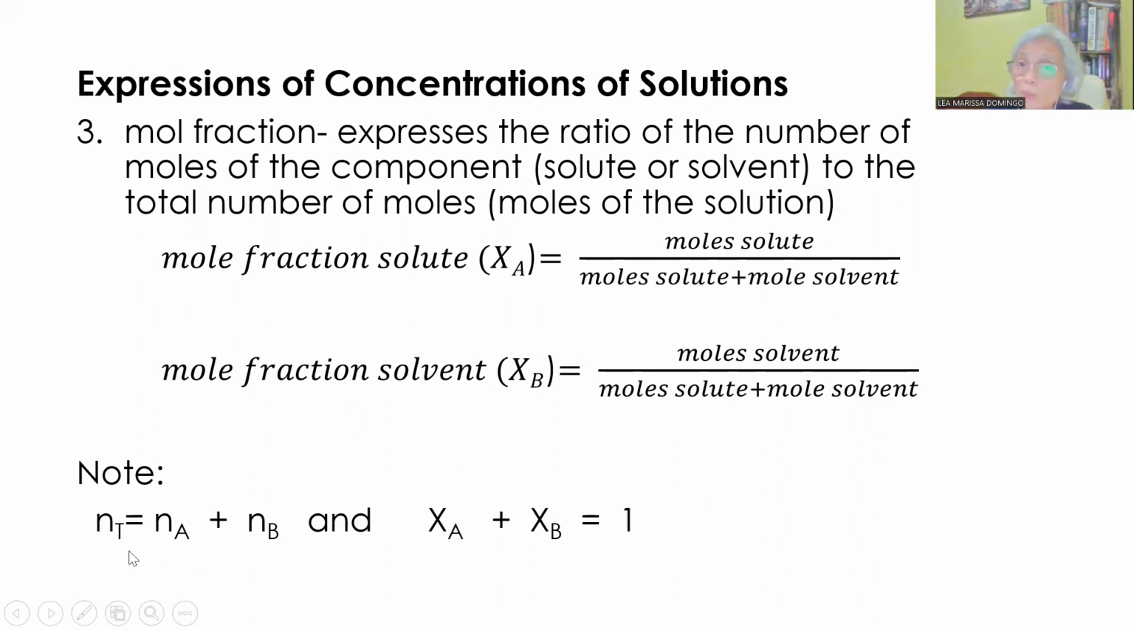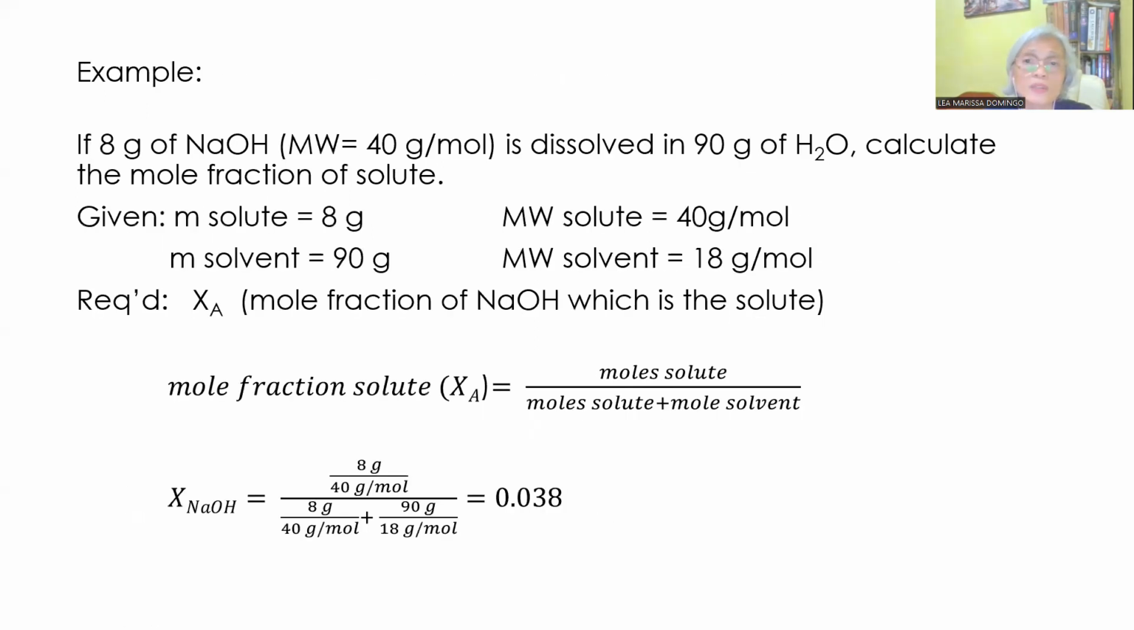Note that the total number of moles is equal to the number of moles of solute plus the number of moles of solvent. But the sum of the mole fractions is always equal to 1. So mole fraction of the solute plus the mole fraction of the solvent is always equal to 1. So for example, if 8 grams of sodium hydroxide with molecular weight 40 grams per mole is dissolved in 90 grams of water, calculate the mole fraction of solute.